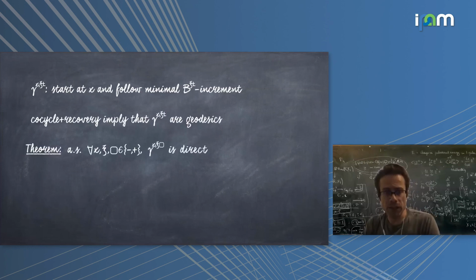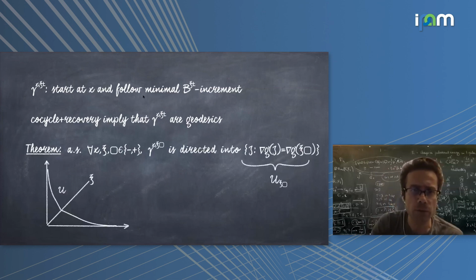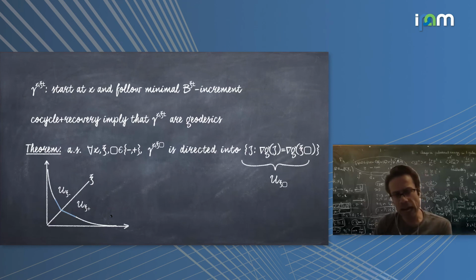For almost every choice of omega, so you throw away one null set, the following holds. For every x, these Busemann geodesics are directed in the various facets of this sublevel curve. So the sublevel curve is a convex curve because G is concave, but it might have flat segments. And so that's really what the theorem mathematically says: for every facet, there is a Busemann geodesic that is directed inside that facet. Okay, so that's an existence result.